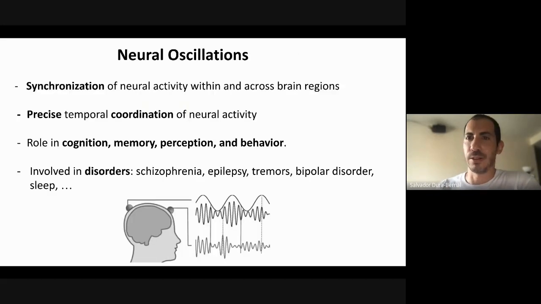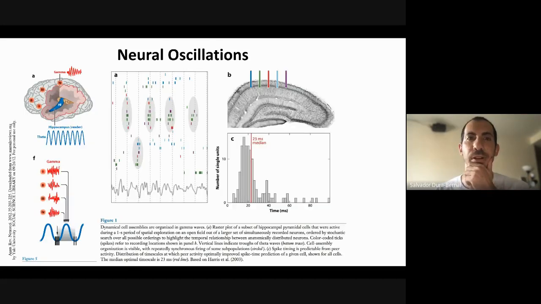Just very briefly, synchronization of neural activity is a very common phenomenon, and you see it within and across brain regions. It basically refers to the very precise temporal coordination of different cells spiking at the same time. And it has been shown to have a role in many different aspects of brain function, from cognition, memory, perception, behavior. It's involved in different disorders like schizophrenia, epilepsy, tremors, and so on. So it's quite an important aspect.